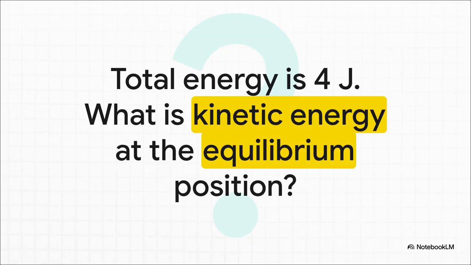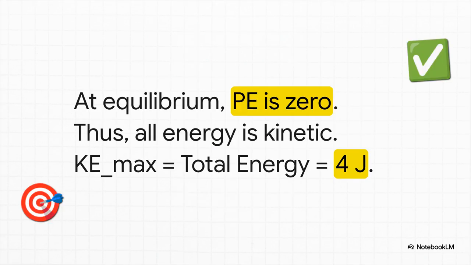Okay, question 2. This is a pure logic check, no calculator needed. What's the kinetic energy right in the middle of the motion? And there's that seesaw concept again. At the dead center, stored potential energy is 0. So all 4 joules of the system's total energy must be in the form of motion, as kinetic energy. The answer is simply 4 joules.